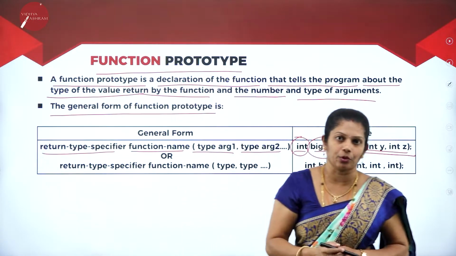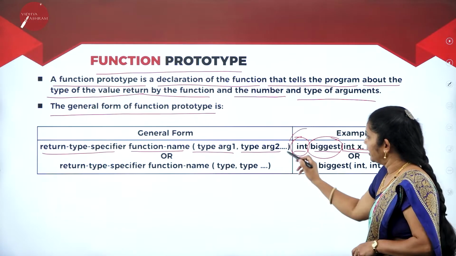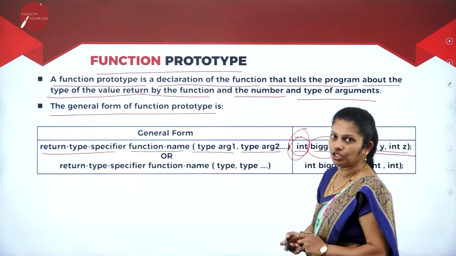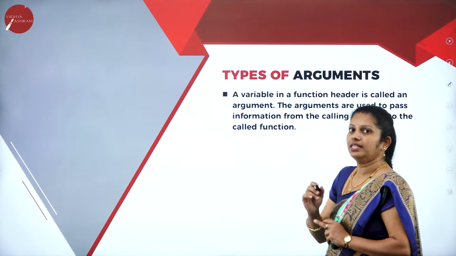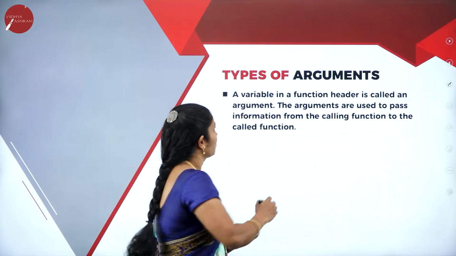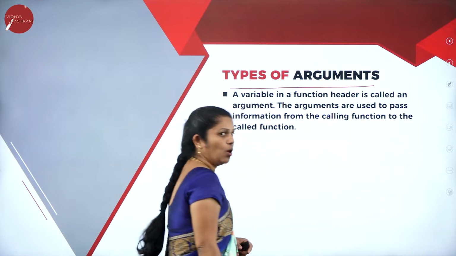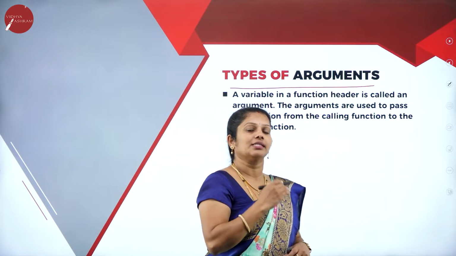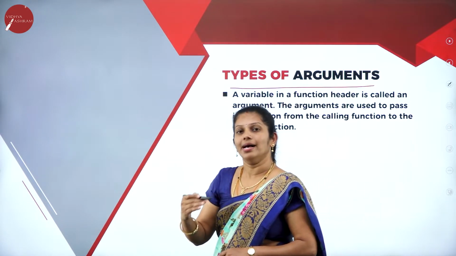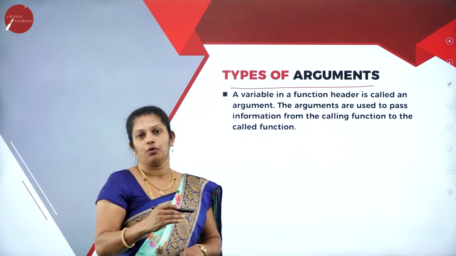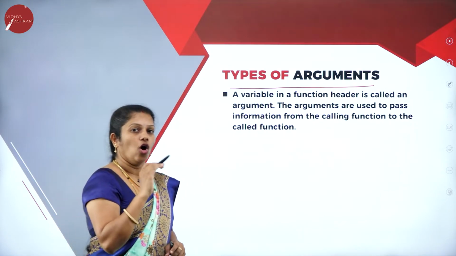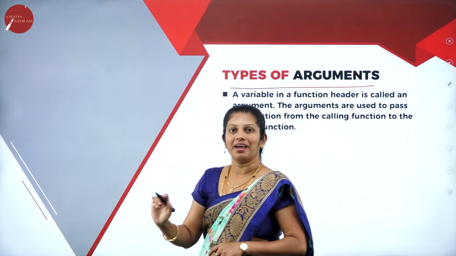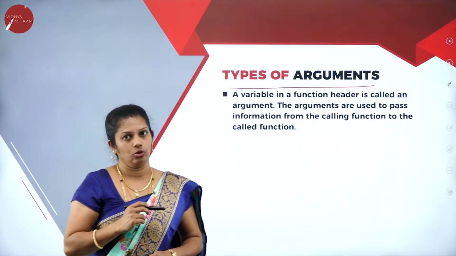Before using the subprogram or the function, the declaration of the return type, function name, and arguments is called a function prototype. Next we will move on to types of arguments. What do you mean by arguments first of all? Arguments are nothing but values which we are passing, whether from the main program to the subprogram or from the subprogram to the main program. We can say arguments, or parameters, or values also.